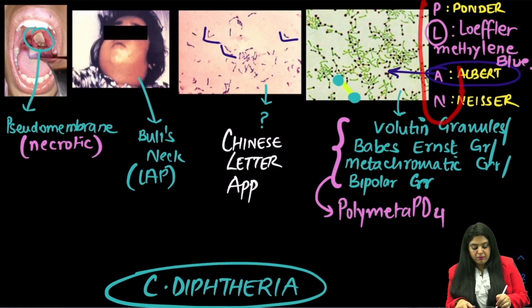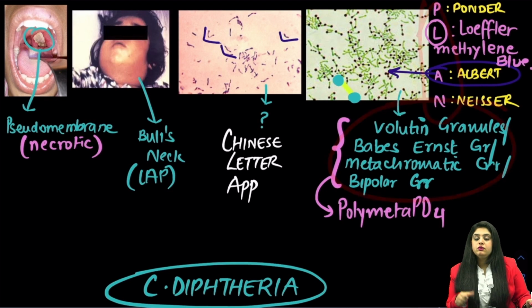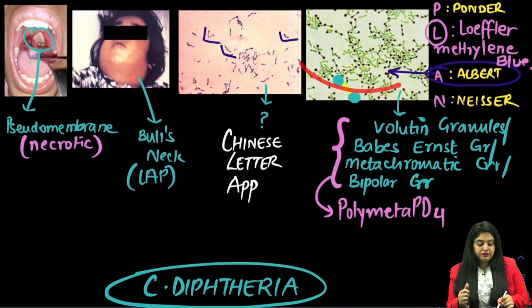So repeating, what is your plan to stain the volutin granules? Ponder, Loeffler, Albert, Neisser. This is your plan, and that's going to be for Corynebacterium diphtheriae. But the story is not over because you've only done staining. What about the culture media?